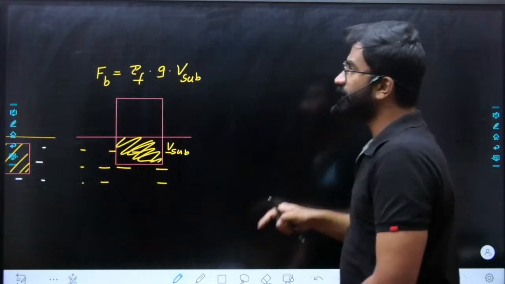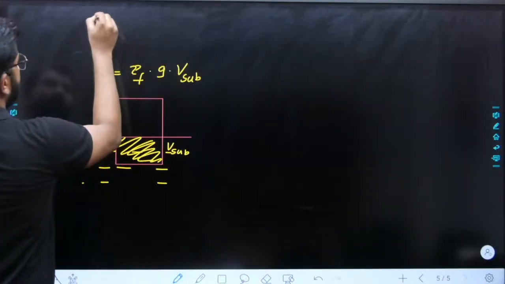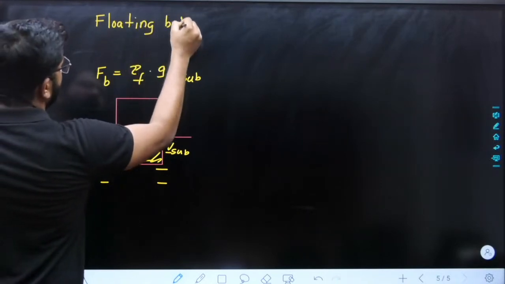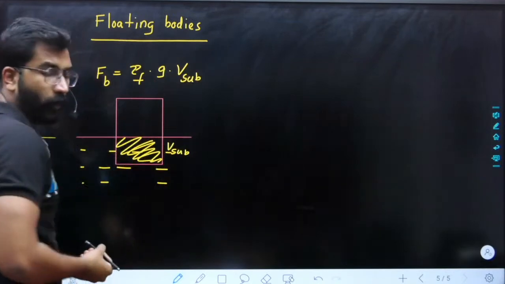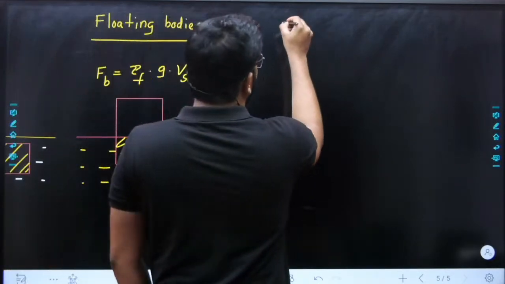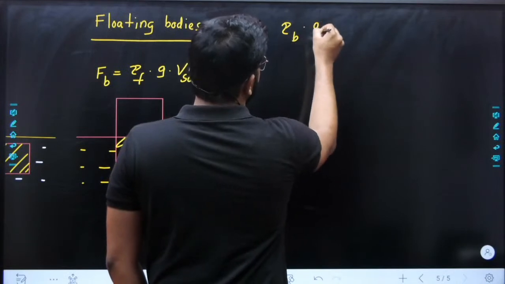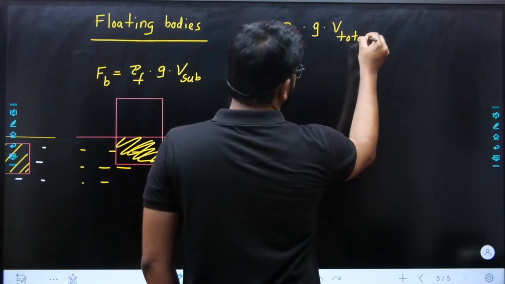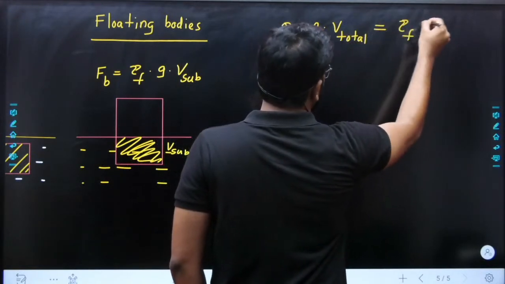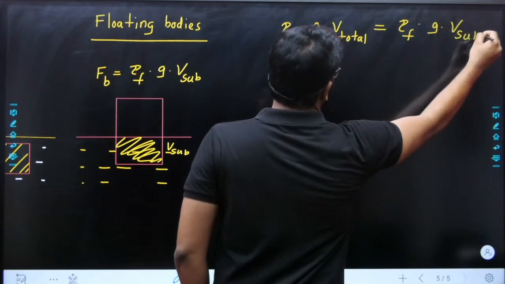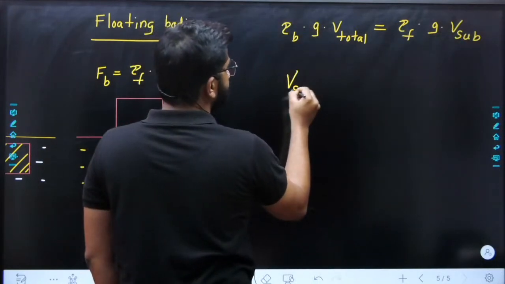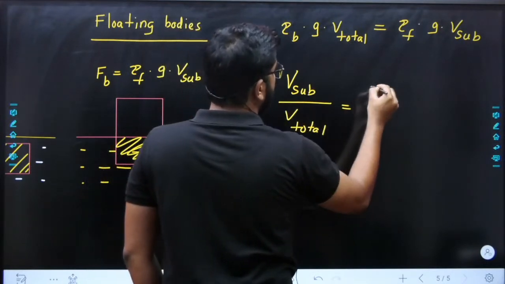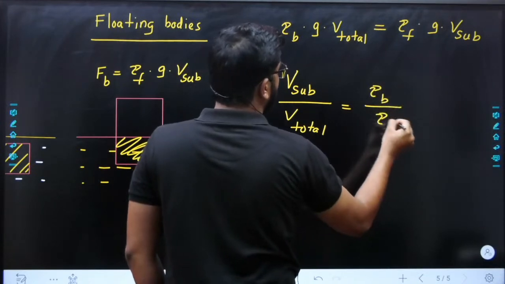Here, in case of floating bodies, why it is floating? Because both are balanced, so we can say what? Weight of the body, density of body, g into volume of the body. Total volume of the body is equal to, this is the weight of the body, it is equal to buoyancy, that is V submerged. So from this, for floating you will have an equation, submerged volume divided by total volume is equal to density of the body divided by density of the fluid.